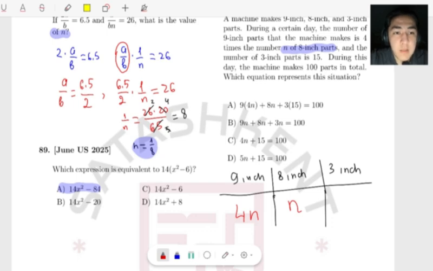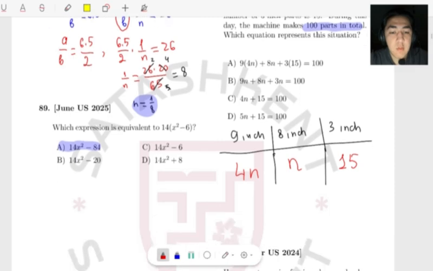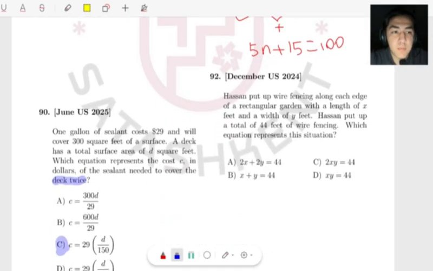And the rest is 15. Just 15. And what is the total, guys? They say 100. The total is 100 parts. So add them up. You will get 5n plus 15 equals 100. And if you look at the options, the answer is D. Nothing difficult. Let's go. 92.